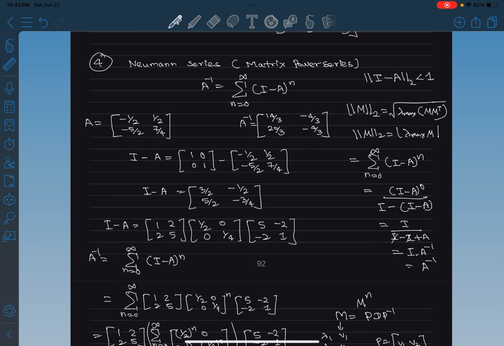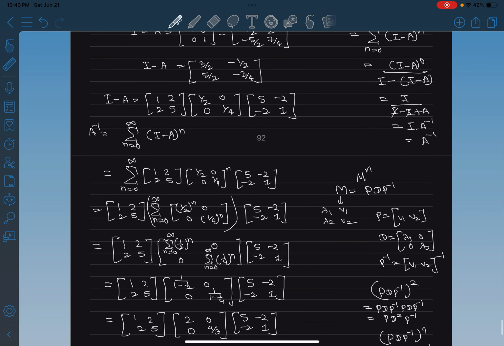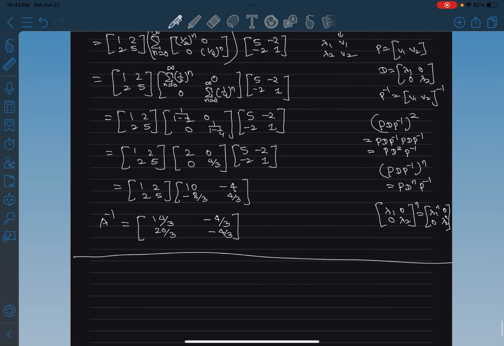And the last one was using the Neumann series, where we used the geometric series formula, which basically proves this formula. We had to make sure that I minus A has a 2-norm less than 1. After that, we diagonalized I minus A so as to find the nth power, because otherwise it's so hard to find the nth power. And then after we found the nth power, we summed it up using the infinite series formula, and that gave us the inverse, and that was so beautiful.